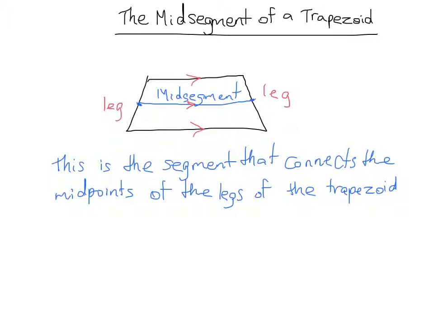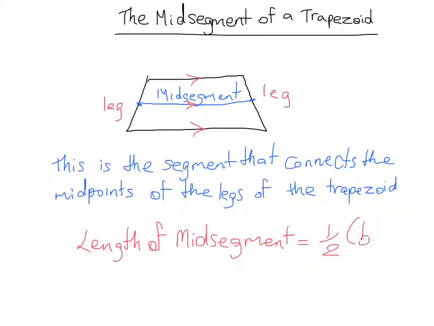Now, here's another cool little thing that's happening with the mid-segment. The mid-segment is equal to half the sum of the bases, or you can think of it as the average length of the bases is the length of the mid-segment. So let's write that down. Length of mid-segment equals half, and I'll just say B1 plus B2, half the sum of the bases. All right, now that we know that, let's try a quick problem.